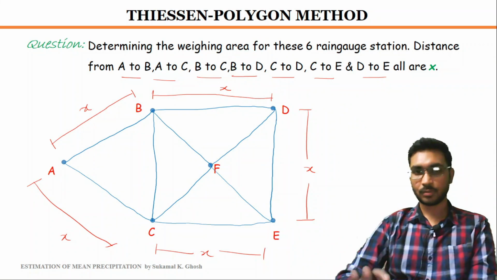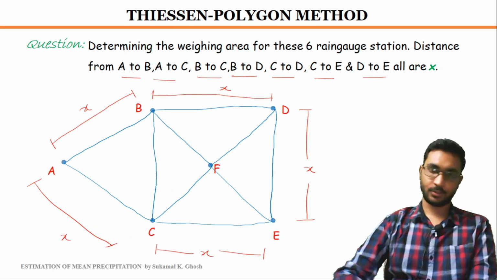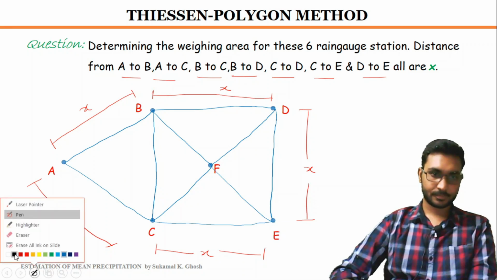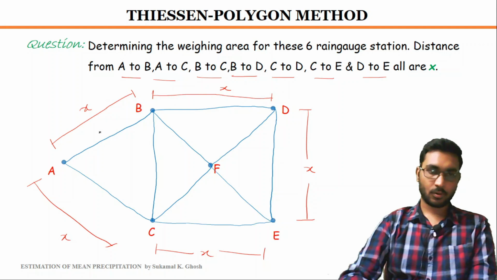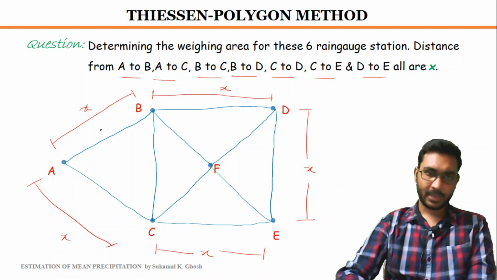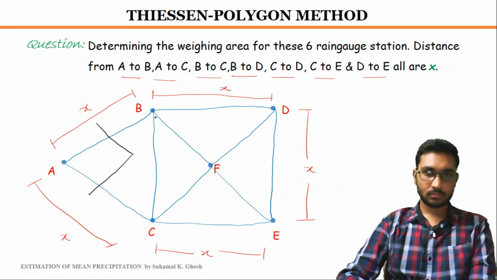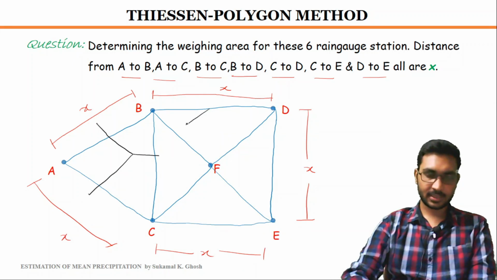Now we need to draw the perpendicular bisectors. Okay, so let's draw a perpendicular bisector on this AB line. Maybe this is the bisector. And on this AC line, suppose this is the bisector. And on the BC line, suppose this is the bisector. Now again from the BF line we draw a bisector, suppose this is the bisector.